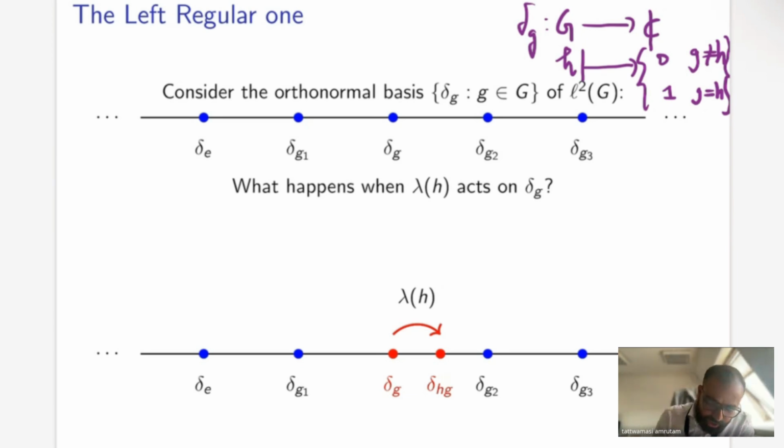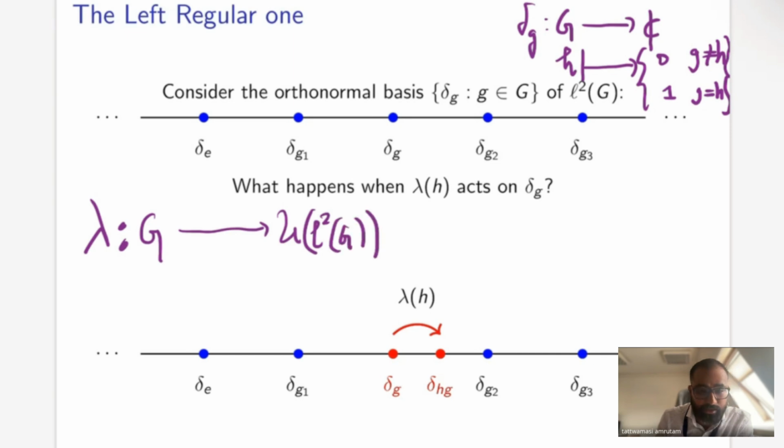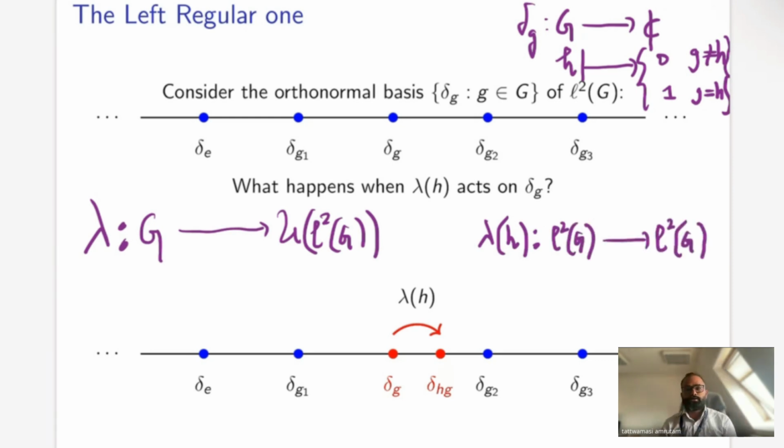Now lambda is my representation. That is the usual notation for the left regular one. This must be mapped into the unitary operators on L2(G). So for each h, I must tell you how lambda(h) acts on L2(G). This must be a map from L2(G) to L2(G). Since we know from before that in order to define matrices, we must tell what happens to the orthonormal elements in the orthonormal basis, that's exactly what I'm doing.